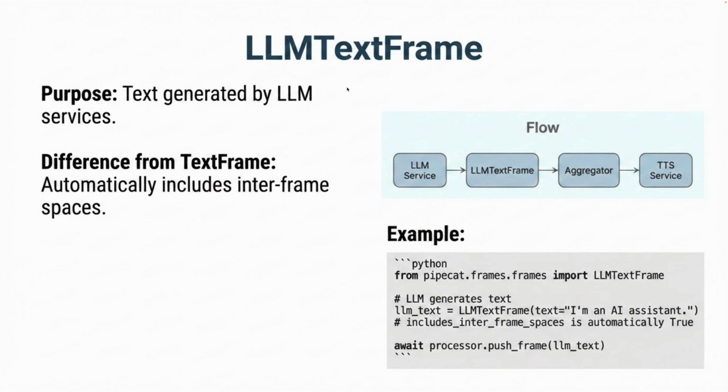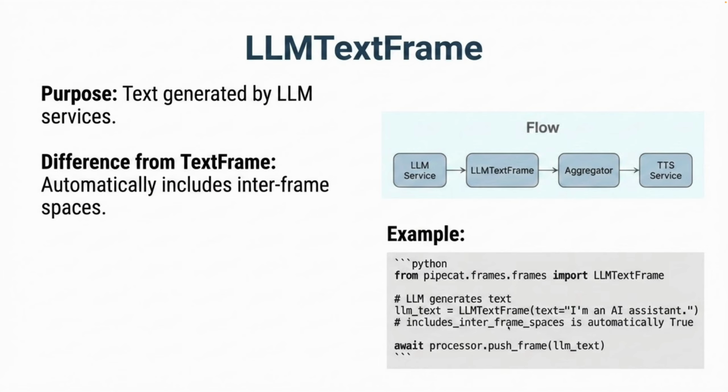Then we have the LLM text frame. The LLM text frame is text generated by LLM services. It is useful when we want to represent authoritative output from an LLM, and it automatically includes the interframe spaces. In the text frame we discussed earlier, there are generally no interframe spaces, but with LLM output we always include them. To give you an example, we import the LLM text frame, and we have this text, I'm an AI assistant, which is generally given by the LLM.